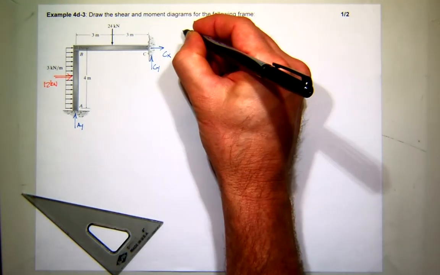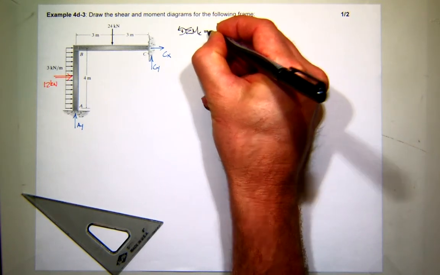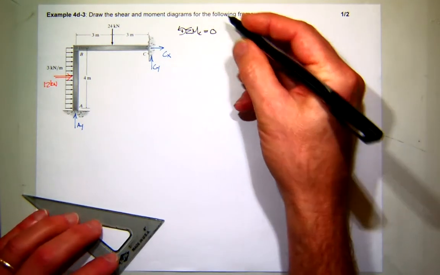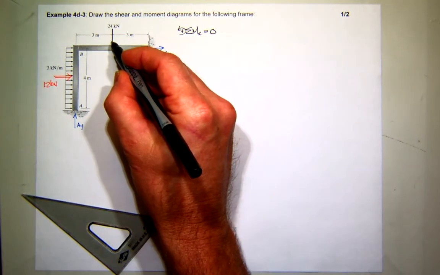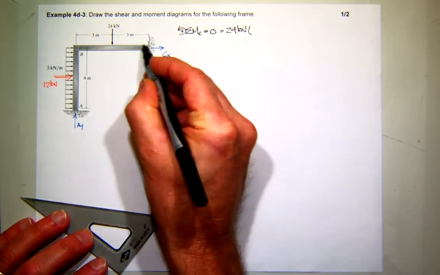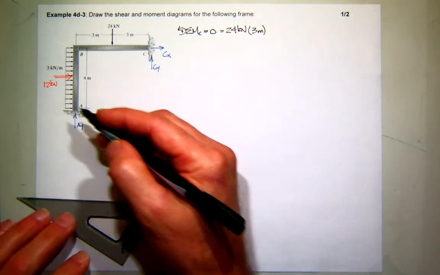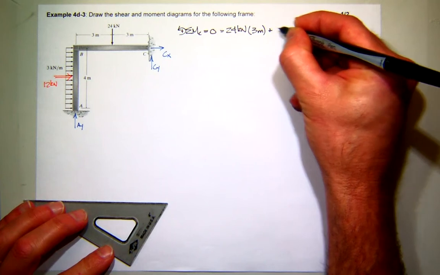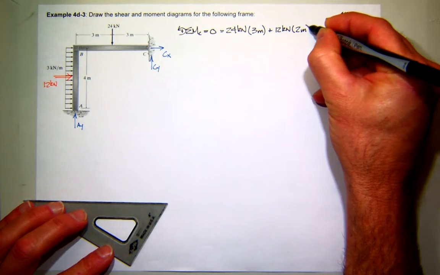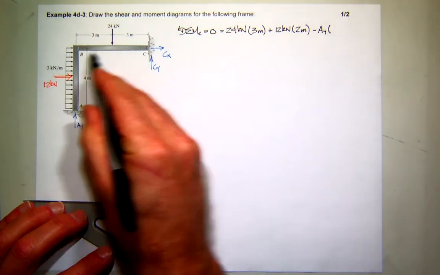So I'm going to sum moments at C. Because there's two unknowns there, I should be able to find AY, one equation, one unknown. So I'm going to sum moments about C. About C, this 24 kilonewton point load creates positive moment. So there's 24 kilonewtons, and it has a moment arm of 3 meters. Then I have my concentrated equivalent force here, which is also creating positive moment. The force is 12 kilonewtons, and the moment arm is 2 meters. And then I have AY, which is creating negative moment, times a moment arm of 6 meters.